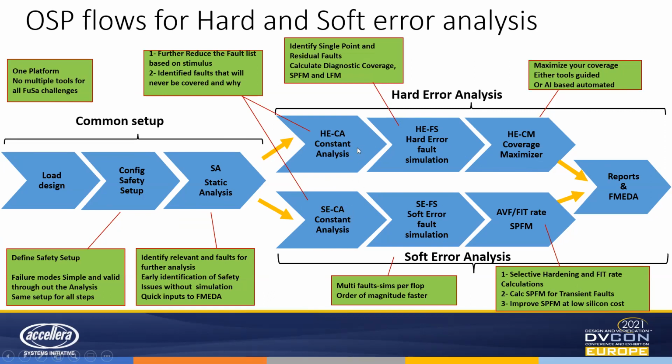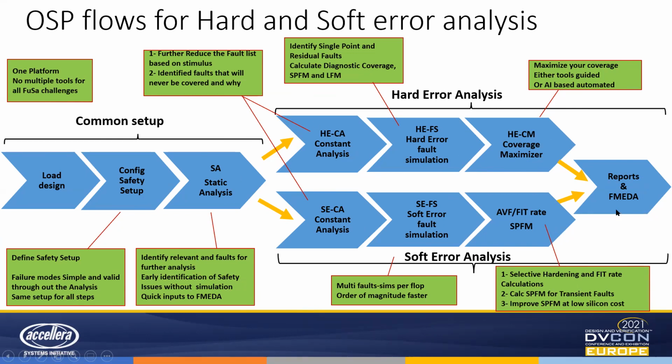So here we have something called constant analysis. We do constant analysis, which is a semi-formal approach, and move to the fault simulation for the hard error or the soft error simulations. If you're doing hard error simulation, you go to the coverage maximizer, which looks at the holes in your fault coverage and tries to suggest some methods to fix the coverage holes. Or if you're doing soft error analysis, you calculate the AVF and thereby the FIT rate and the SPFM, and finally generate your FMEDA work products or the reports for further analysis.